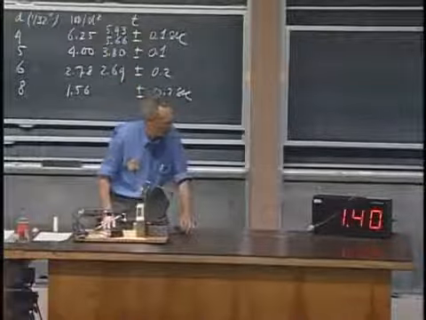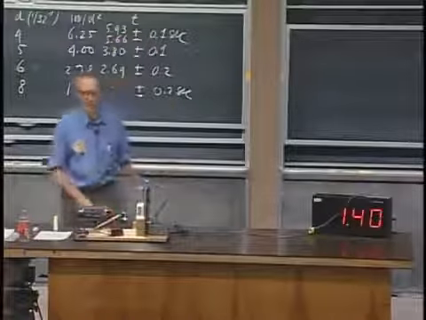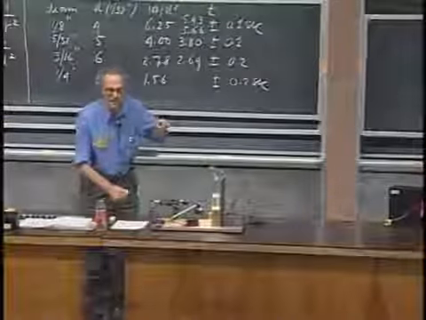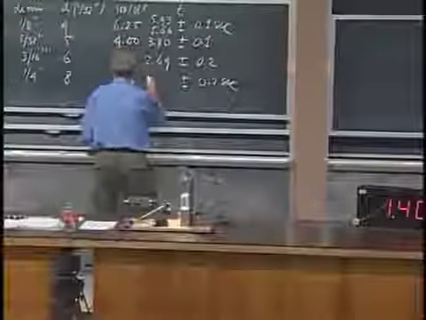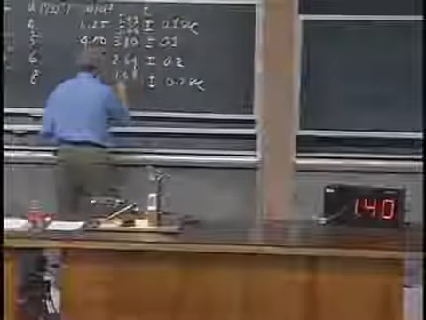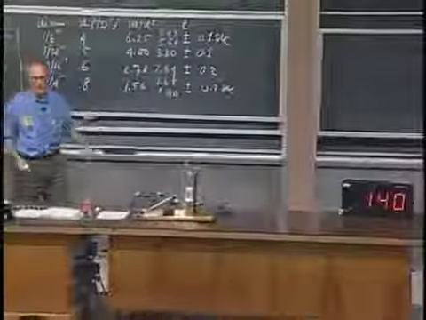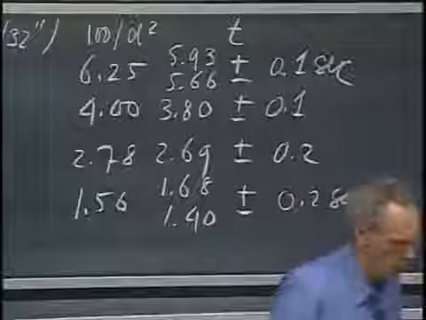I can't do it very accurately. What was the first number, by the way? 1.68. And this is 1.40. 1.68 and 1.40. So you see, I wasn't kidding when I said that my uncertainty could easily be 0.2.